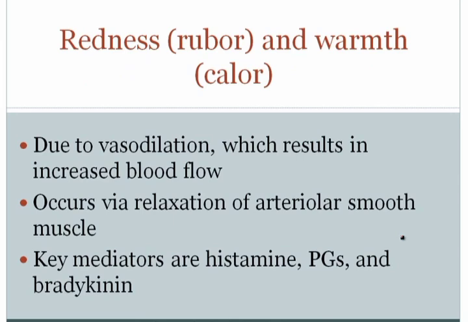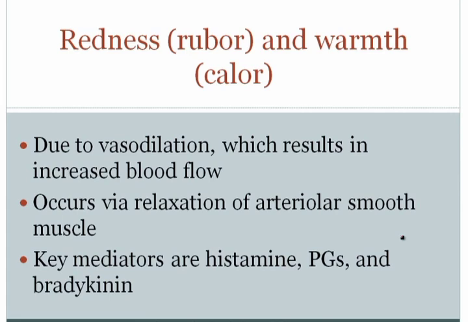Rubor, or redness, and warmth, that's called calor. This is the first of the two key cardinal signs. It's not sufficient for examination purposes to just know the cardinal signs, but instead you have to know what mediates them and why they occur. So let's just think for a second. If we're going to get redness in a tissue, the way by which we're going to get redness is by increasing the amount of blood, because that's what's going to give the red color to the tissue.